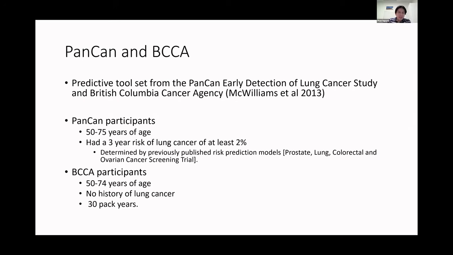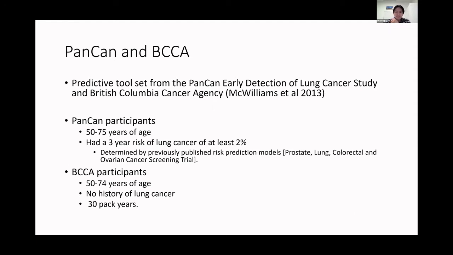I find that the PanCan or the Brock model is quite useful in day-to-day practice. So this was developed by Annette McWilliams, who now practices in Western Australia. So the two data sets were initially the PanCan data set and then the British Columbia Cancer Agency data set. So the BCCA participants were the validation set. The PanCan data were the prediction set.